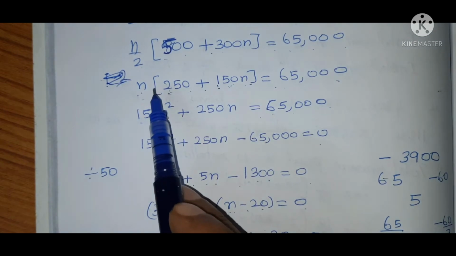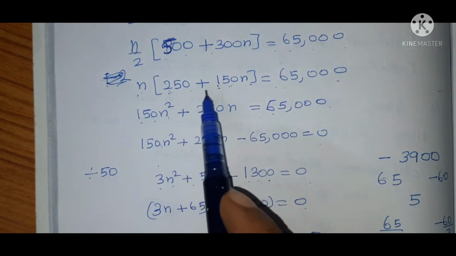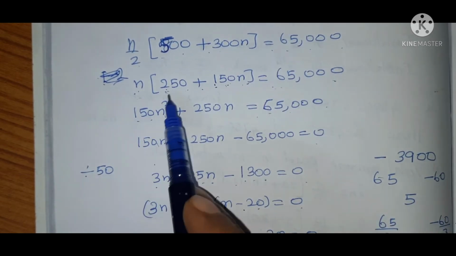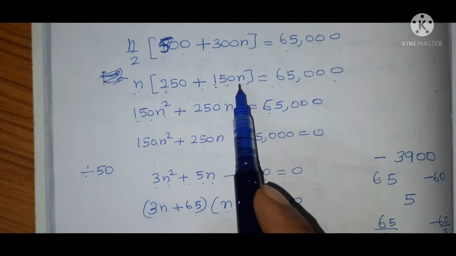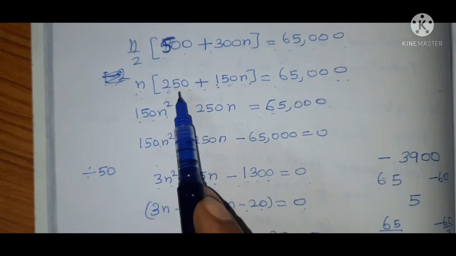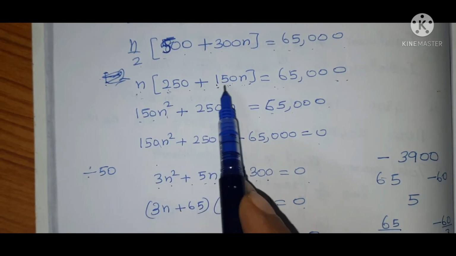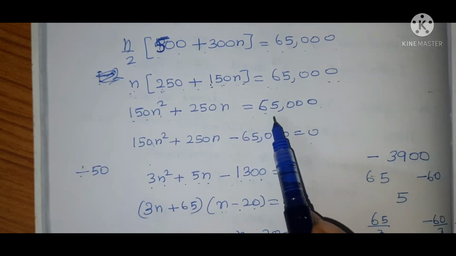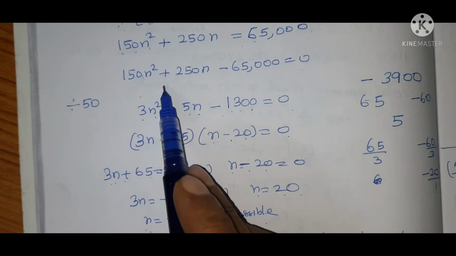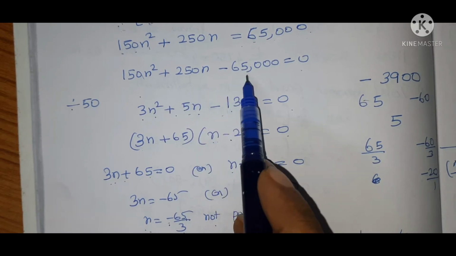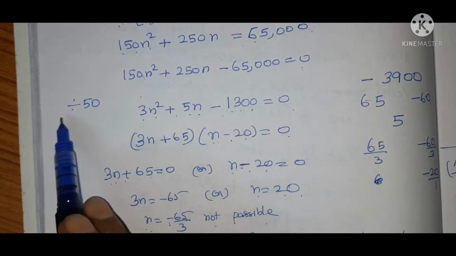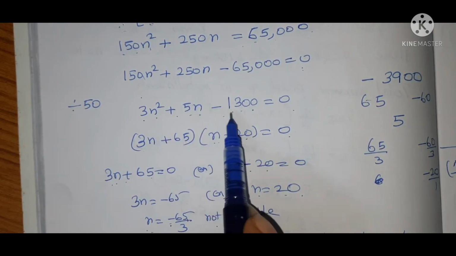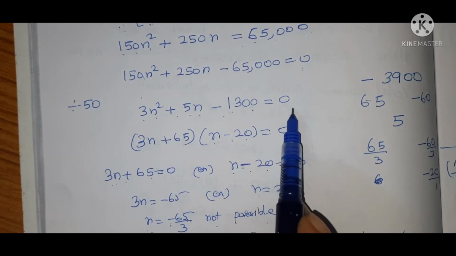n, 500 divided by 2 is 250, plus 300 divided by 2, we get 150n, is equal to 65,000. n into 250 plus 150n is equal to 65,000. 150n square plus 250n is equal to 65,000, so 150n square plus 250n minus 65,000 is equal to 0. Divided by 50, 3n square plus 5n minus 1300 is equal to 0.